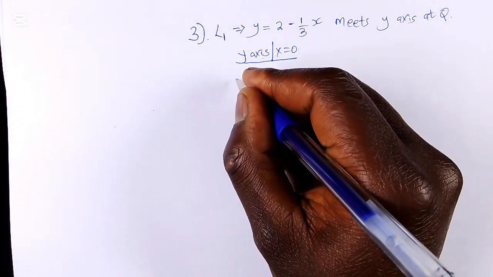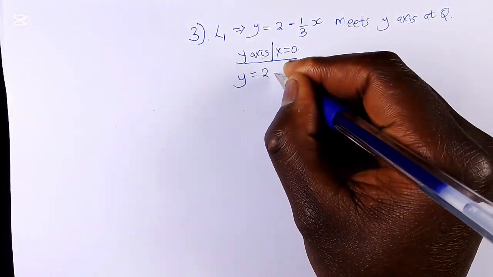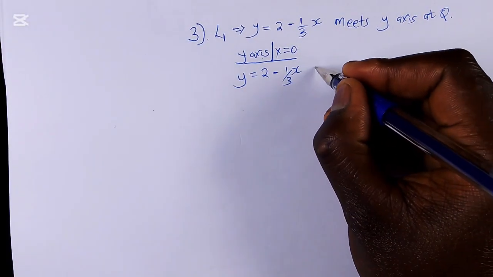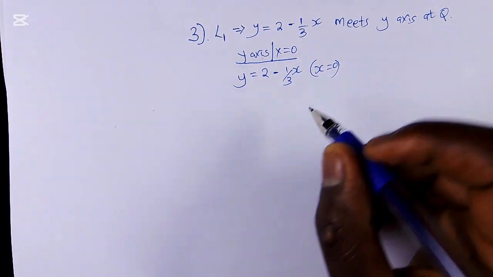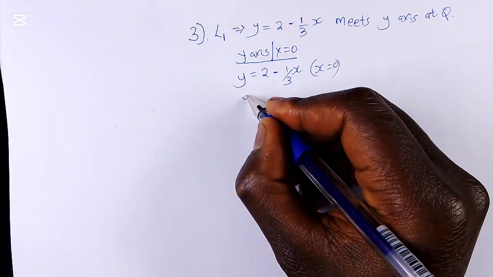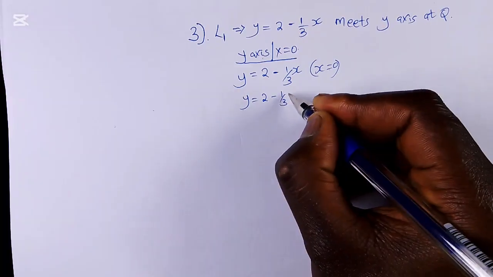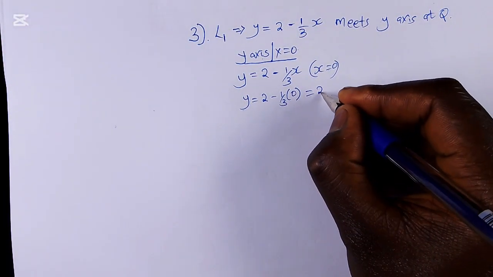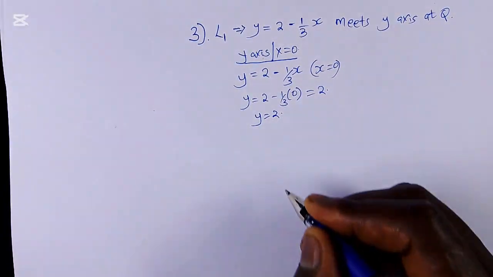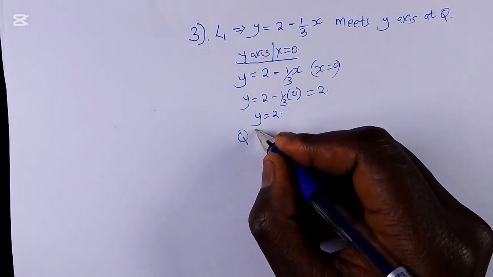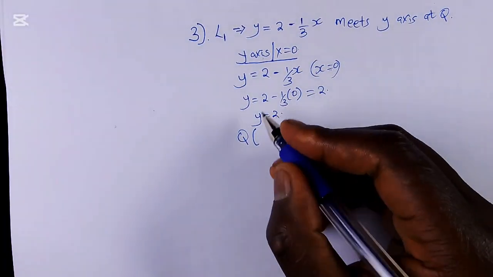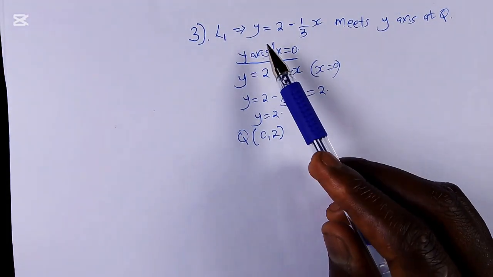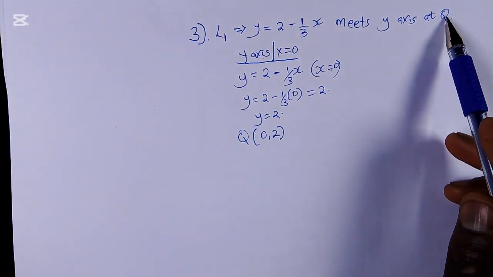So we are going to take our equation y is equal to 2 minus a third x, and we will substitute the value of x with 0. So when we substitute x with 0, we will end up having y as 2 minus a third multiplied by 0, which will give us 2 minus 0, which is equal to 2. So our y is equal to 2. Therefore, our coordinate Q will be equal to (0, 2). So in short, line 1 meets the y-axis at Q.